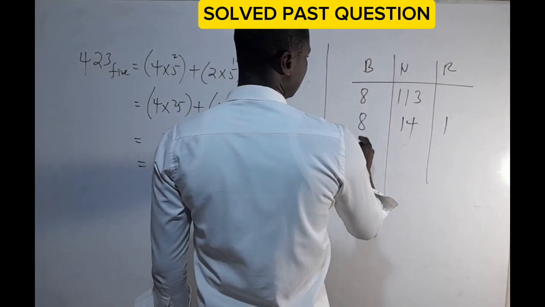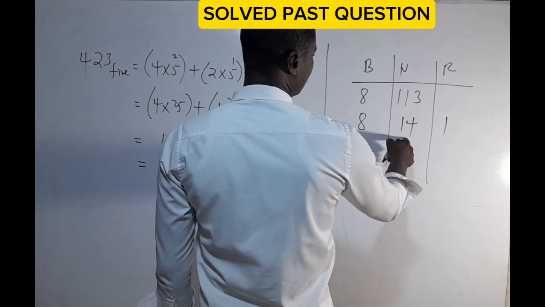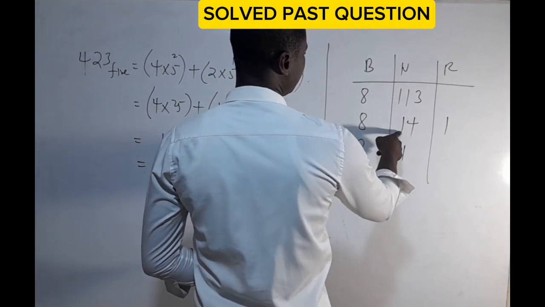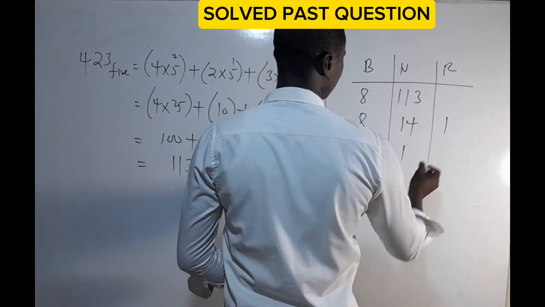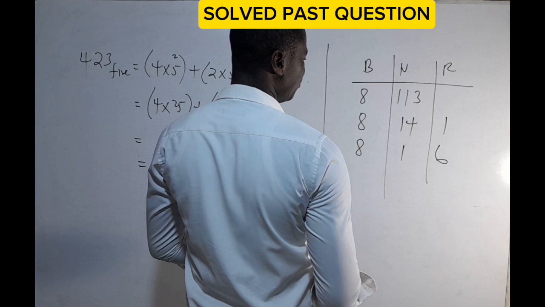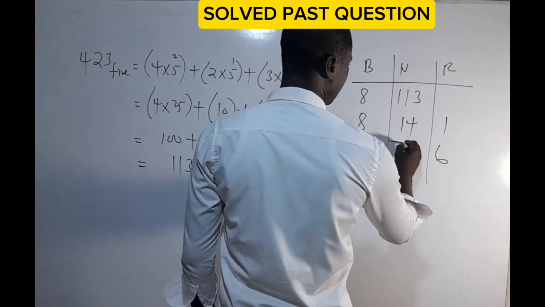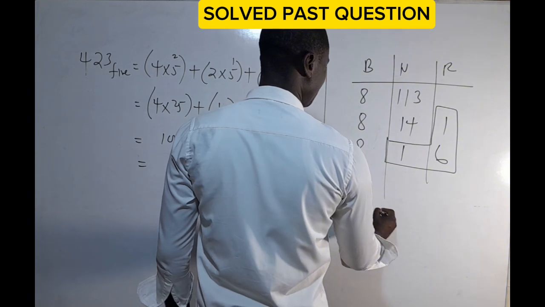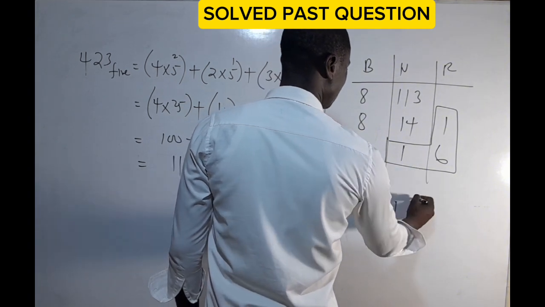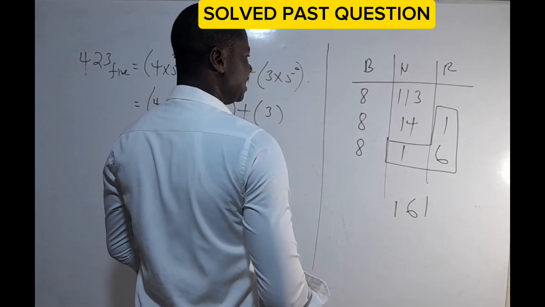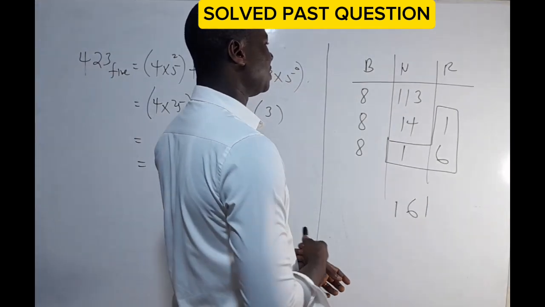Then 8 also goes into this, you have 1. And the remainder, now if 8 goes in here 1, the remainder will be 6, okay? Now 8 cannot go in here again, so we are done with this. Then we start to pick it from here to the top. Take note of that. This is very important. So the number here is 1, the next number is 6, and the next number is 1. Are you getting that? Yes.